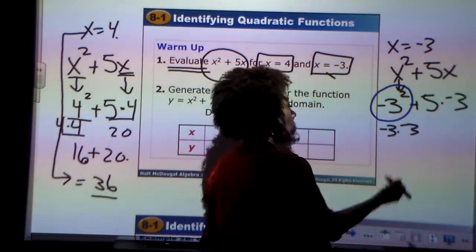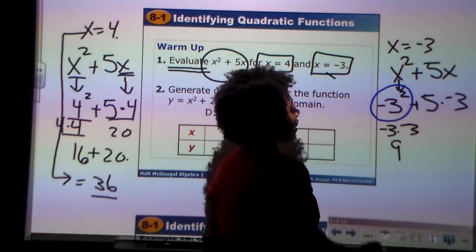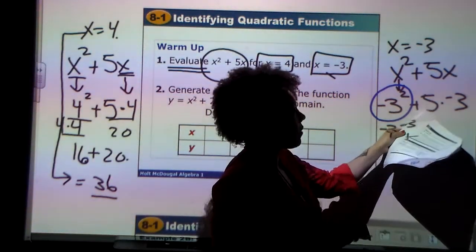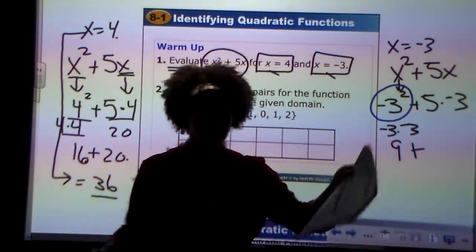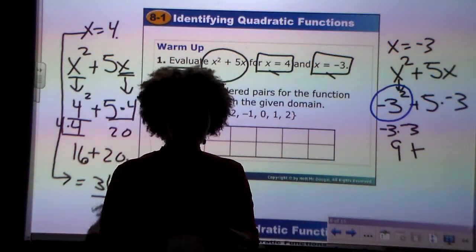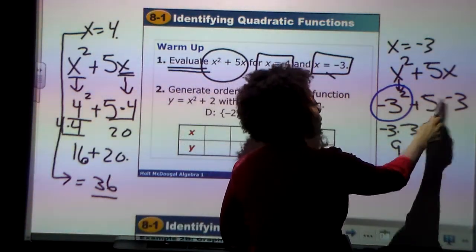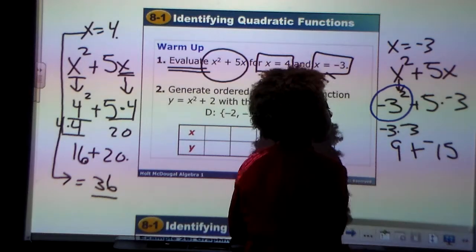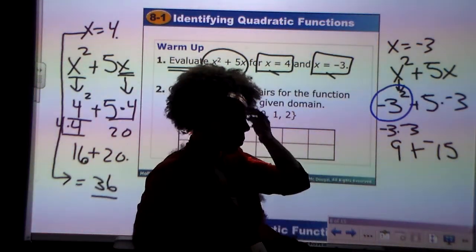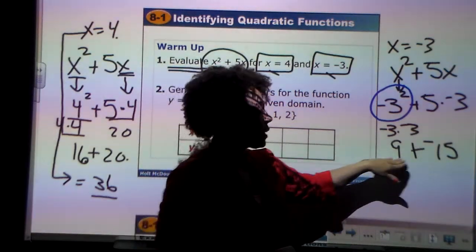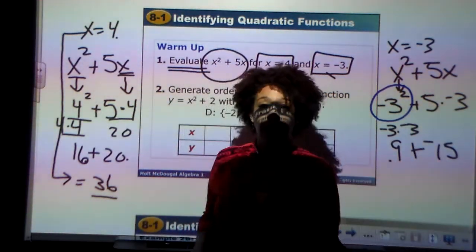Two negatives equal a positive when you multiply. And so negative 3 times negative 3 is 9. Plus, and now you have positive 5 times a negative 3. That's a negative times a positive. Those are different signs, so your answer is a negative product. And 5 times 3 is 15. So here we have, again, integers with positive and negative numbers, an integer addition problem. So positive 9 plus negative 15.